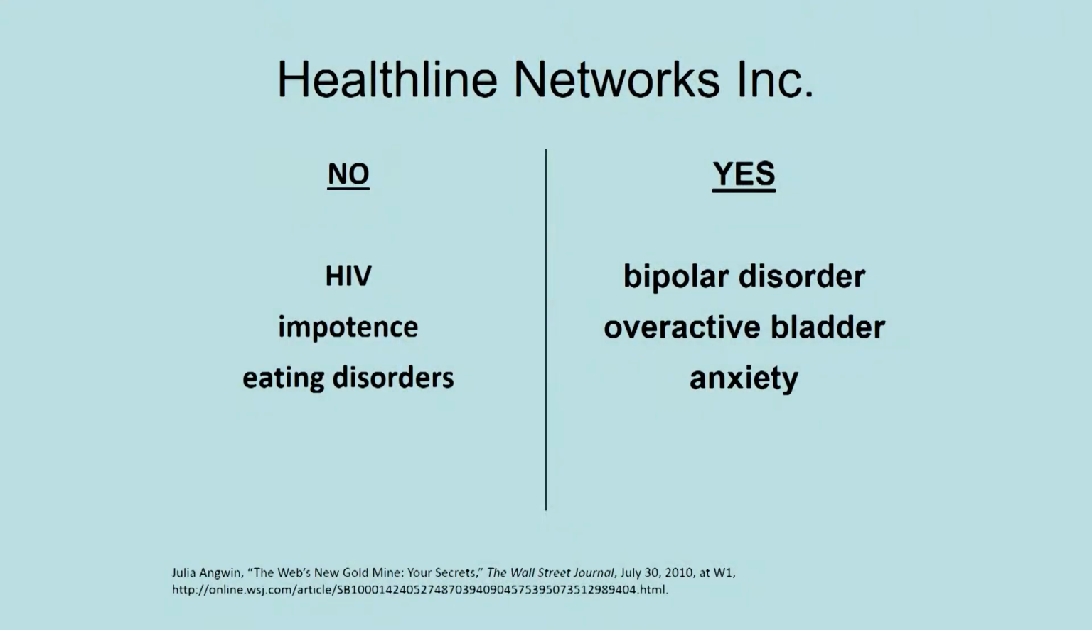Now, some companies that collect data have private policies, very few, about what they will or will not disclose. This one, Healthline Networks, says, we protect privacy of certain health information. We won't sell your HIV status, the fact you have impotence, or that you have an eating disorder. At the same time, they will sell information that you have bipolar disorder, overactive bladder, and anxiety, which might be equally sensitive to some people.